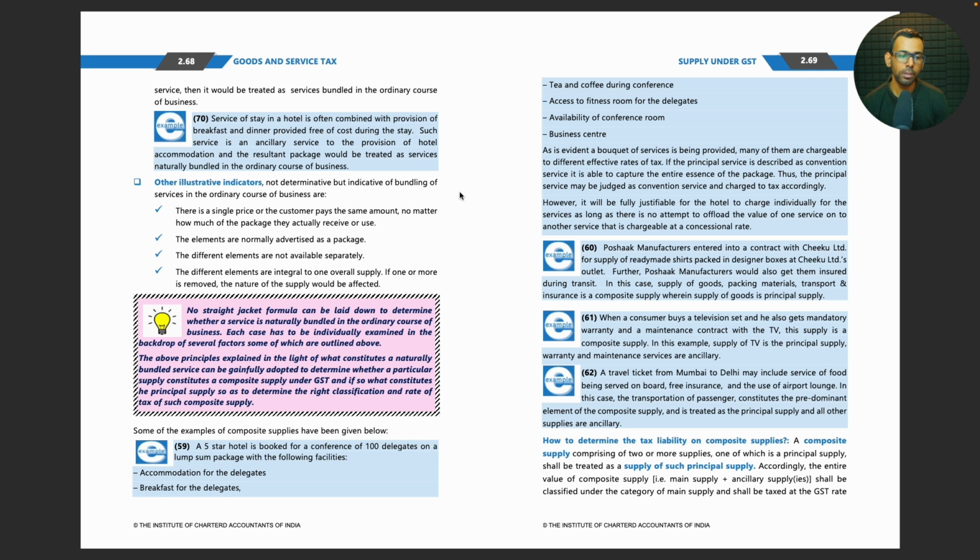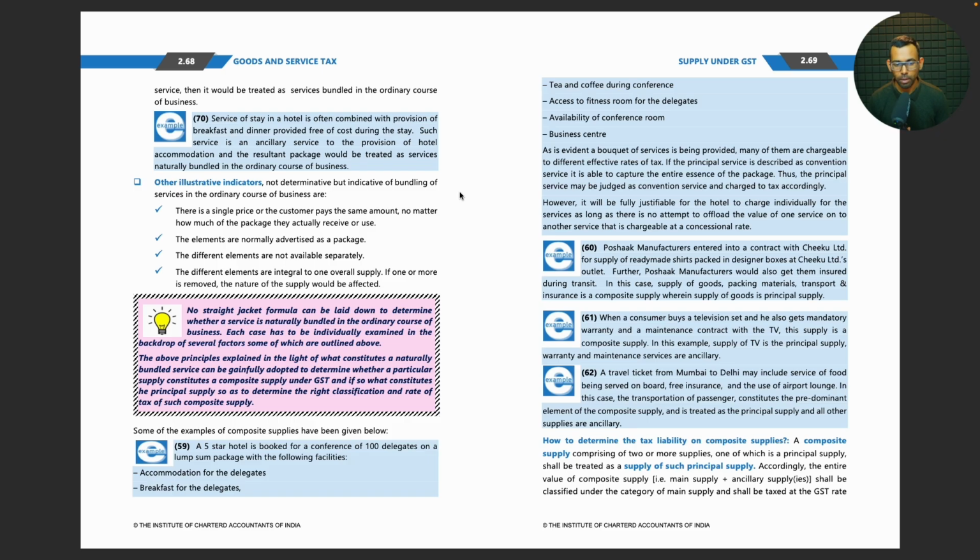Other illustrative indicators, not determinative but indicative, of bundling of services in the ordinary course of business are: there is a single price or the customer pays the amount no matter how much of the package they actually receive or use. The elements are normally advertised as a package. The different elements are not available separately. The different elements are integral to one overall supply. If one or more is removed, the nature of supply would be affected. Okay. There is going to be a single price, so it is like a bundle only. And elements are normally advertised as a package, and different elements are not available separately.